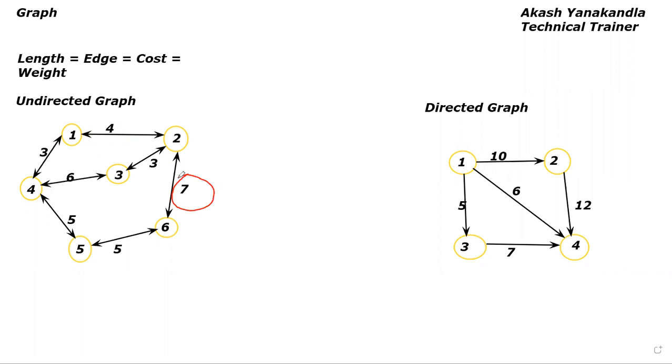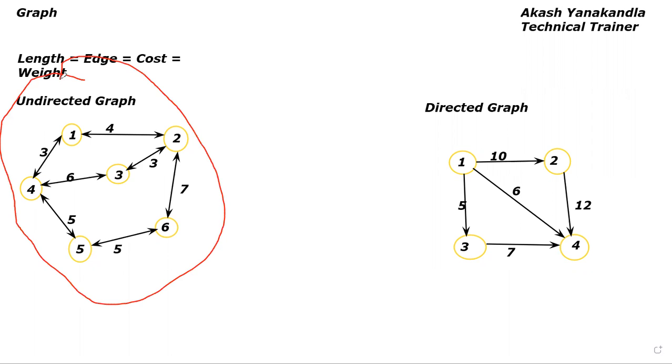Here the 3 is basically the weight between node 3 and 2. 7 is the weight between the node 2 and 6. 5 is the weight between node 5 and 6. This 5 is the weight between the node 4 and 5. Here this 6 is the weight, that is the length, the cost between the node 4 and 3. And here the 3 is the weight, that is the cost between the node 1 and 4. This is about the undirected graph.